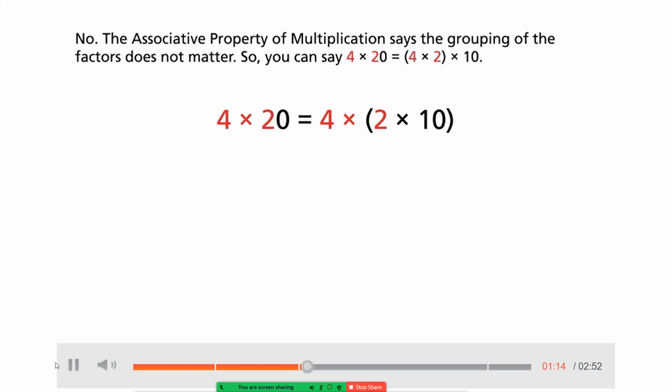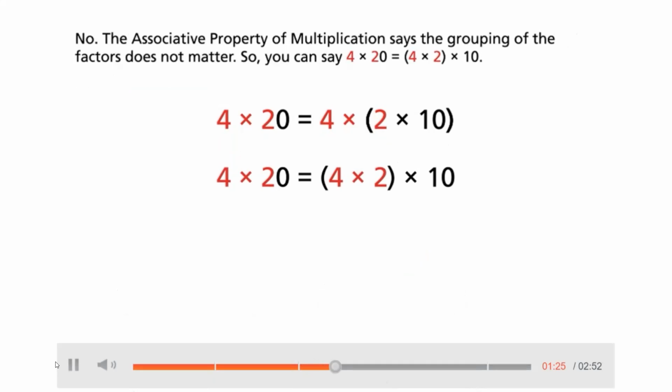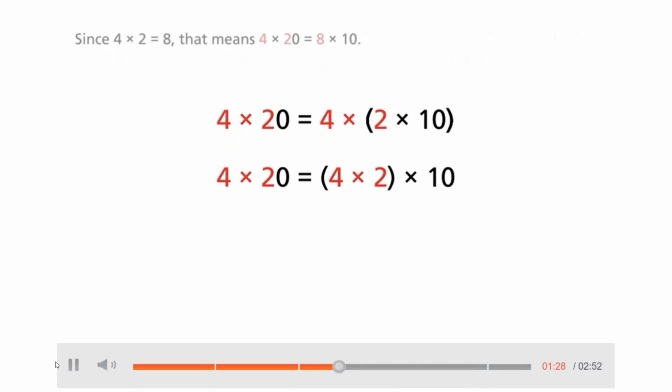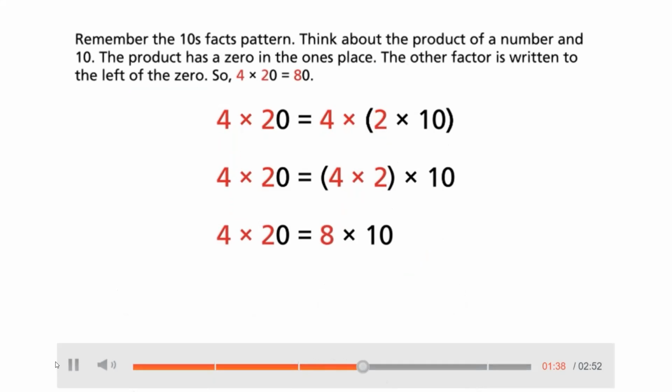No, the associative property of multiplication says the grouping of the factors does not matter. So you can say 4 times 20 equals the quantity 4 times 2 times 10. Since 4 times 2 equals 8, that means 4 times 20 equals 8 times 10. Remember the tens facts pattern. Think about the product of a number and 10. The product has a 0 in the ones place. The other factor is written to the left of the 0. So 4 times 20 equals 80.